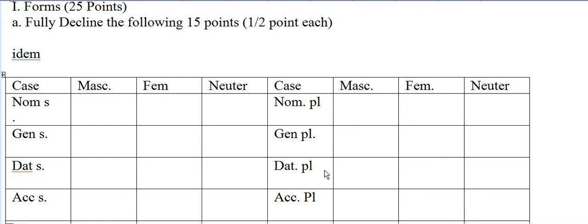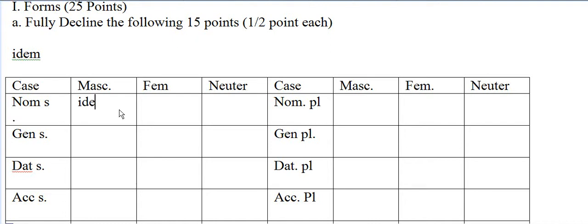This video will help you with Unit 10, Section 1 test, Forms. There are two parts to this section. The first will ask you to fully decline either qui, hic, ille, is, idem, or ipse. The second part will ask you to give specific case, number, and genders of the previous demonstratives, relatives, or intensives. So this first one, for this version, asks me to fully decline idem.